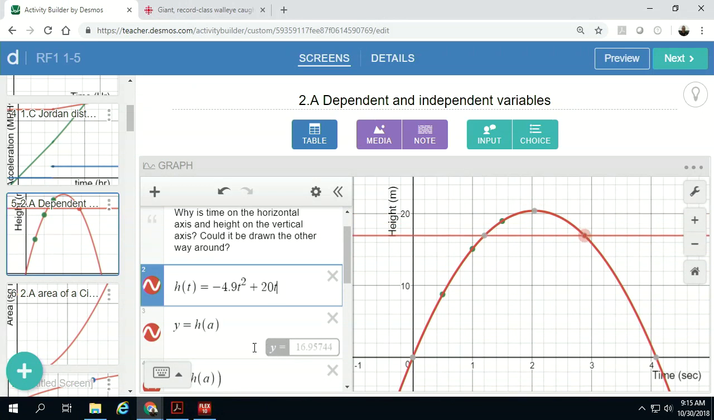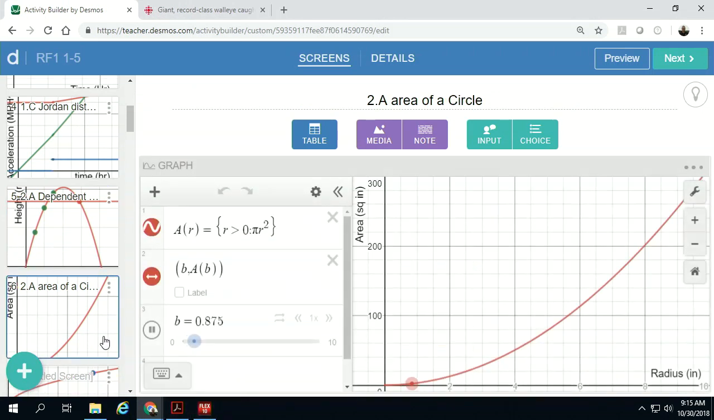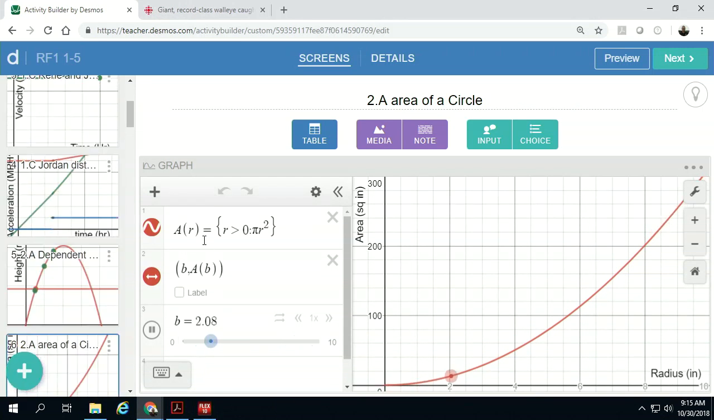Number 3, the area of a circle. So notice I've got the formula for the area of a circle here, and I'm saying that the radius has to be greater than 0. Why is that?